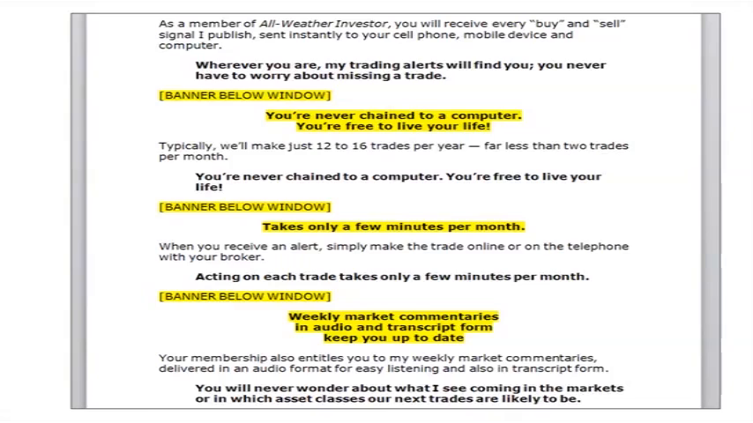Okay, that's a feature of the service. Then the benefit: wherever you are, my trading alerts will find you. You never have to worry about missing a trade. Now, as he's saying that, we get the banner below the window that basically reinforces that point. You're never chained to a computer. You're free to live your life.